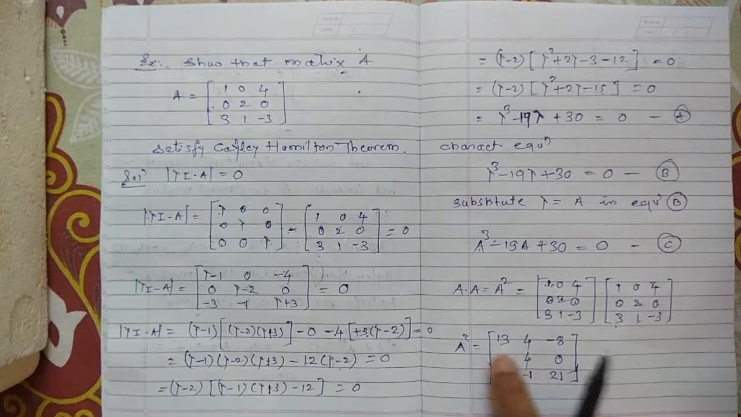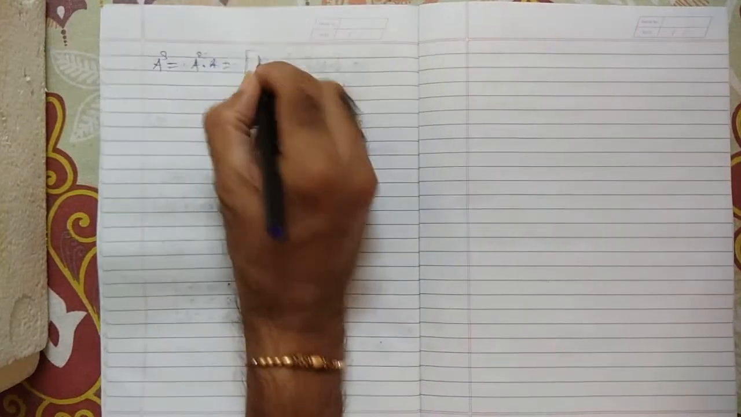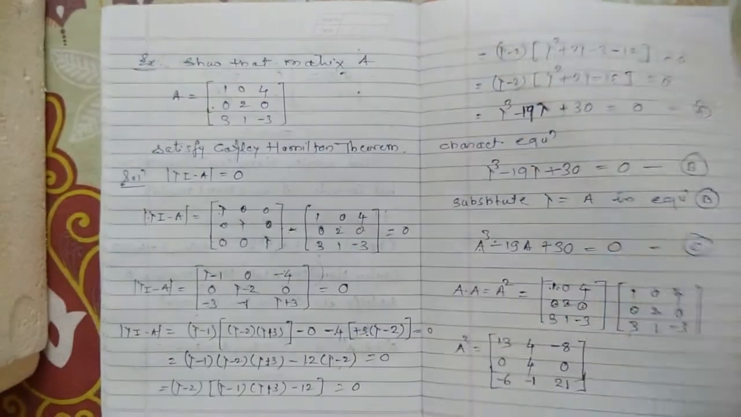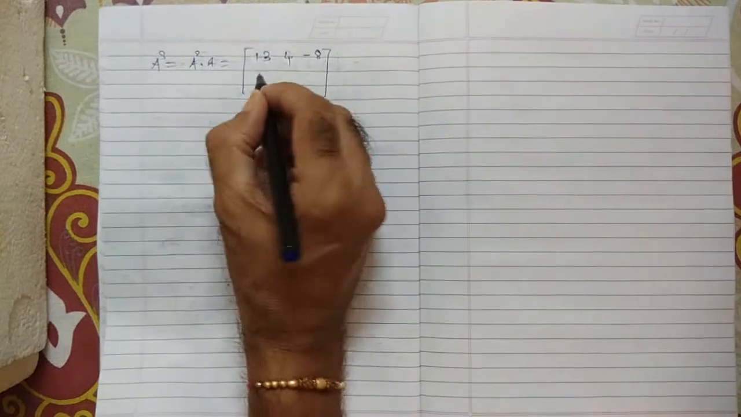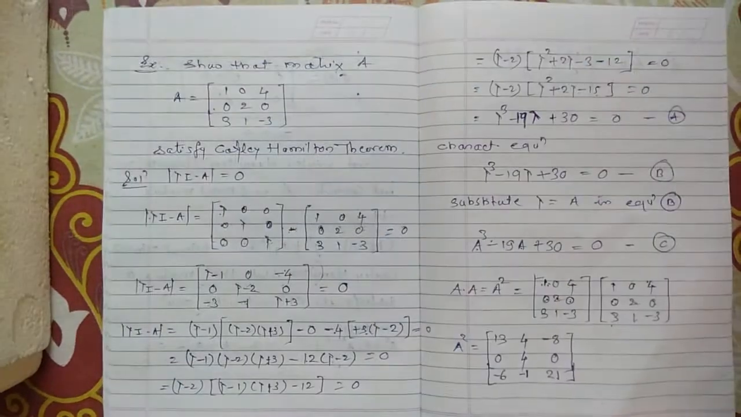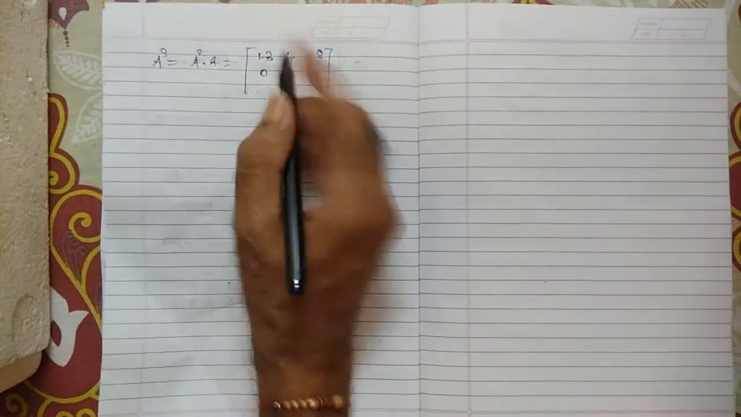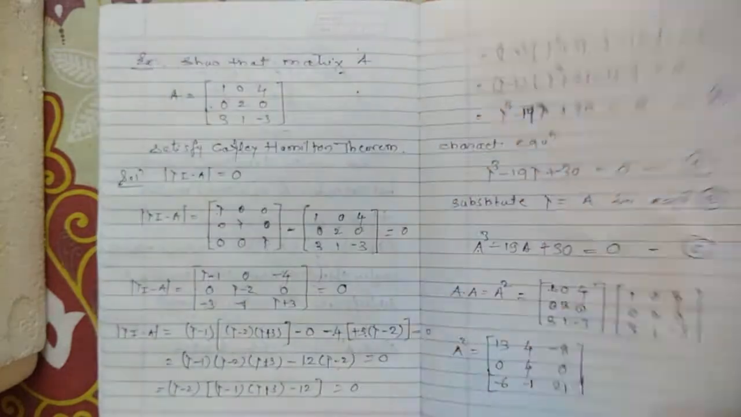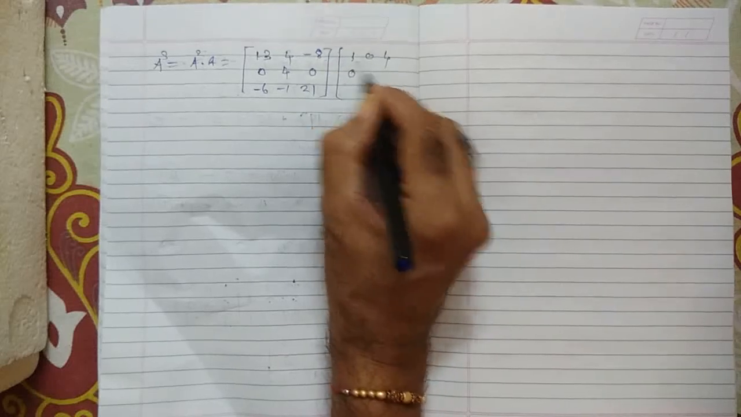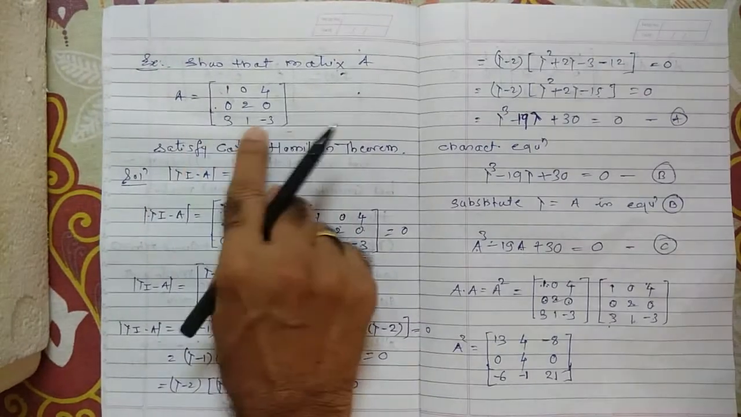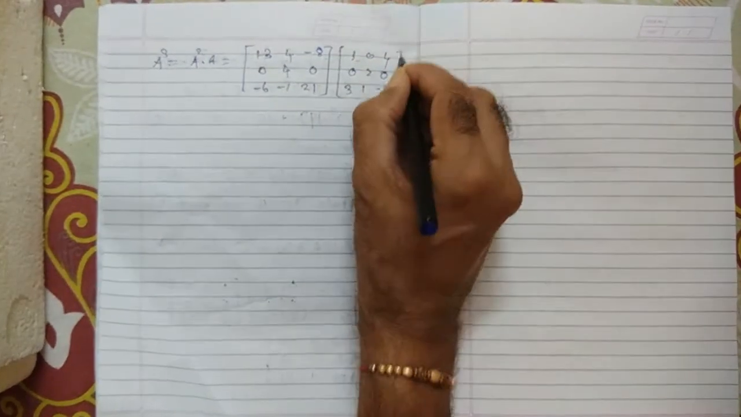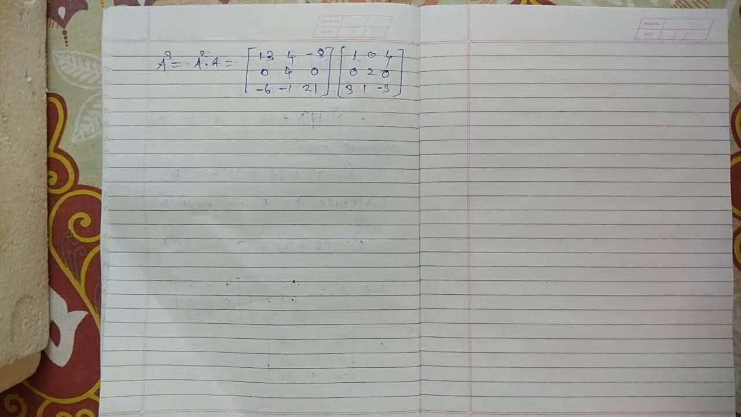Now A square is [13, 4, -8], multiplied by what is there? [0, 4, 0], and then [-6, -1, 21], multiplied by A. A is what? [1, 0, 4], [0, 2, 0], and [3, 1, -3].